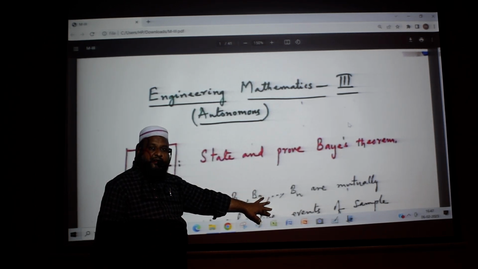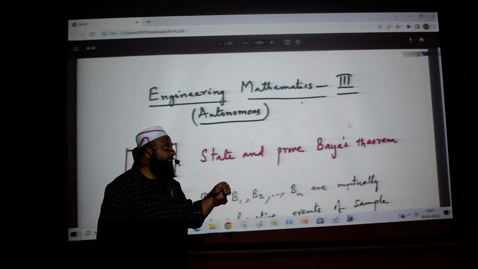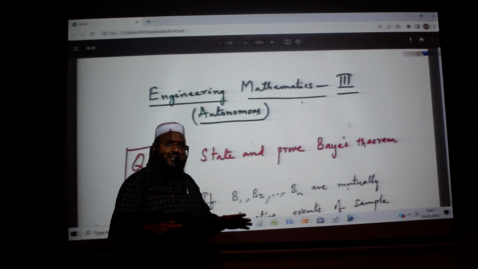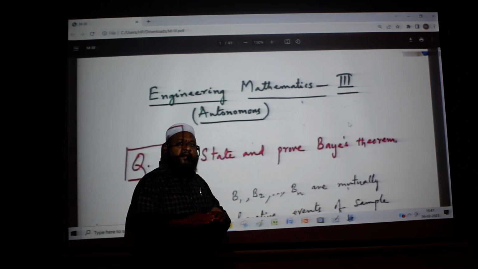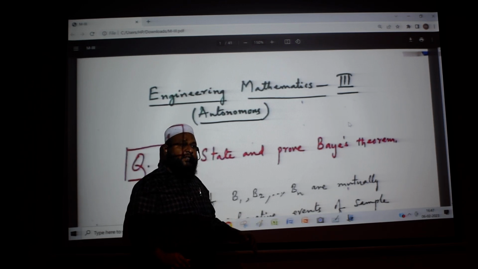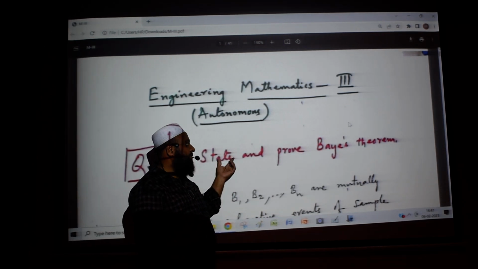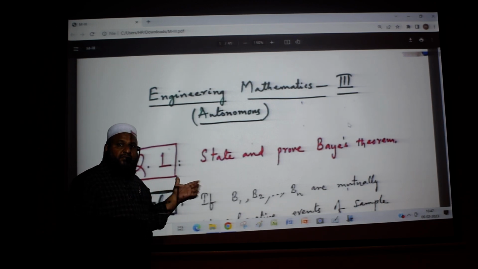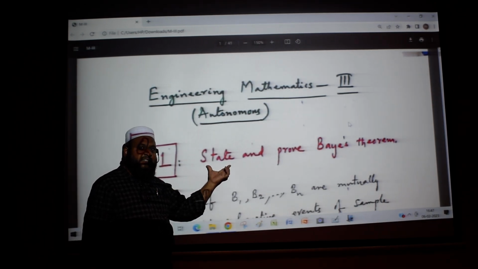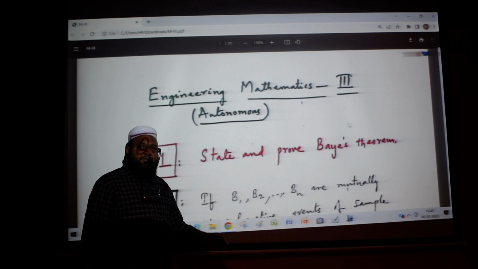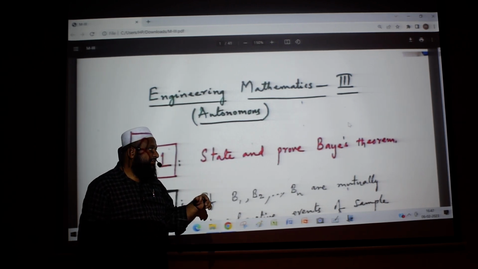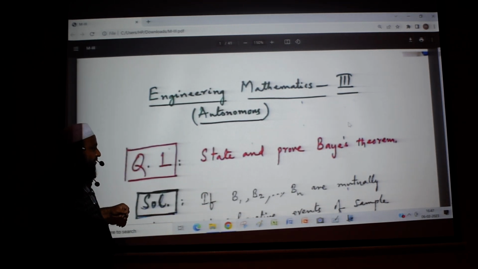So let's start now. First unit is about basics of probability. In that one I have avoided simple preliminary level questions. Directly the most important question is: state and prove Bayes theorem. So the question is asking about stating and also we have to prove Bayes theorem. So what is the statement of the Bayes theorem? It's here. I'll scroll now.